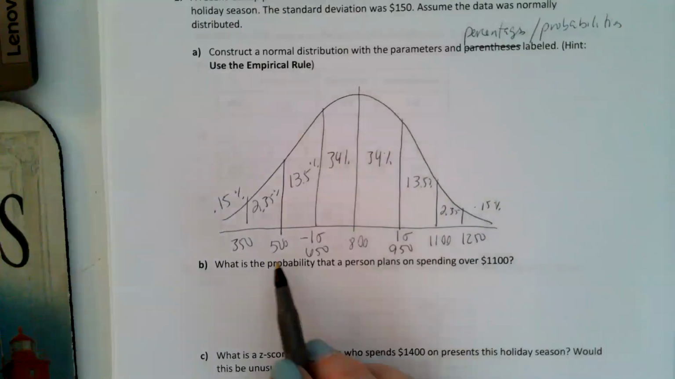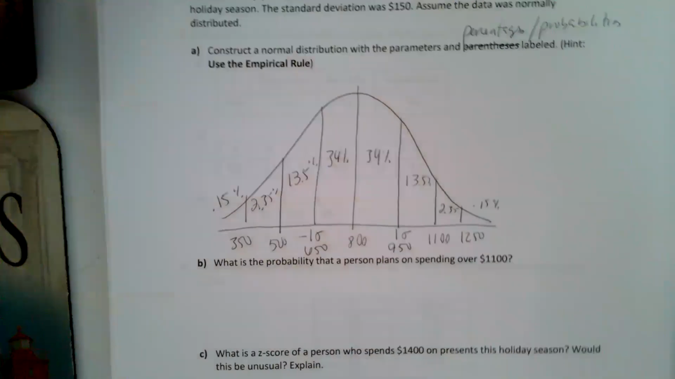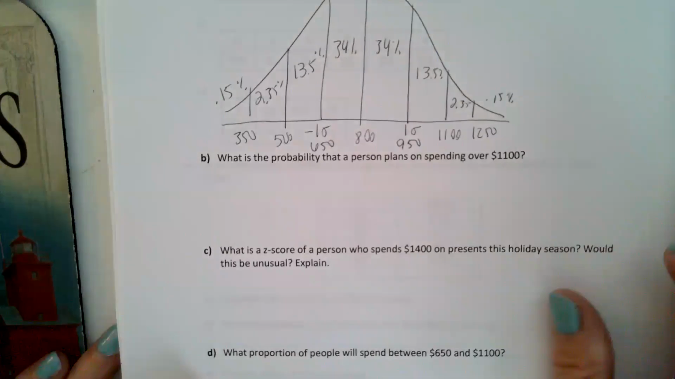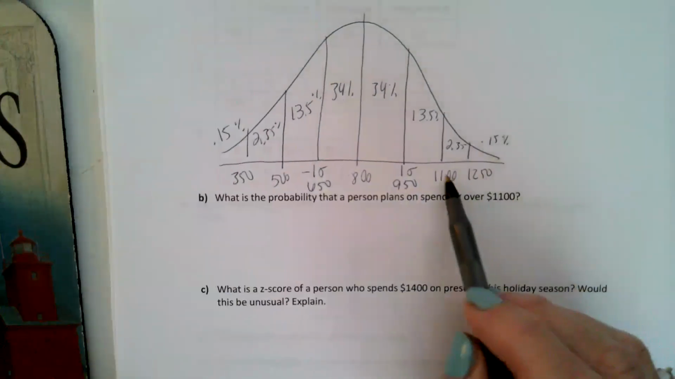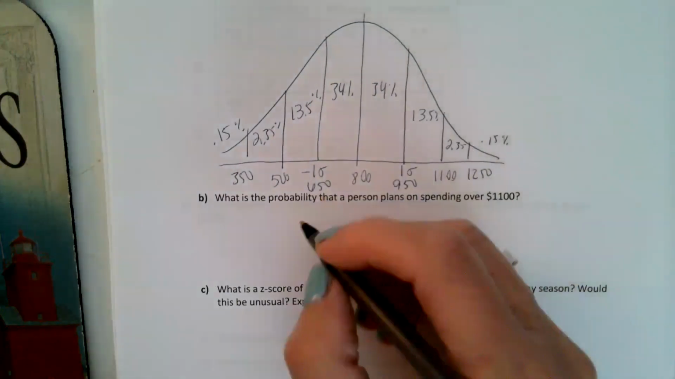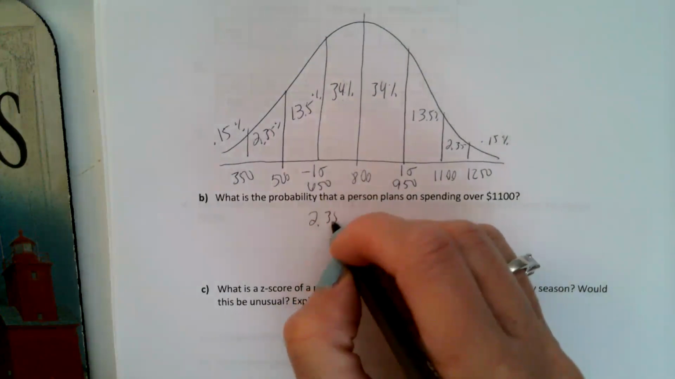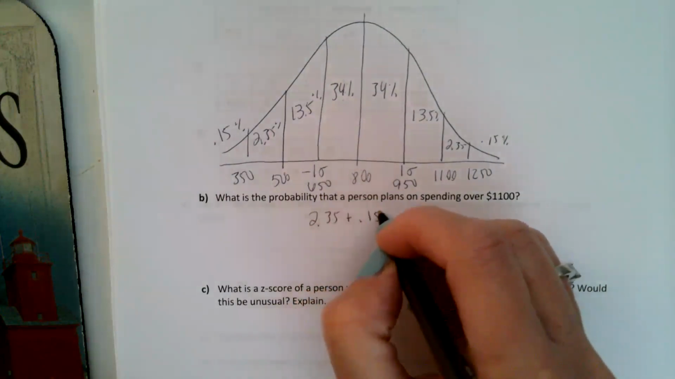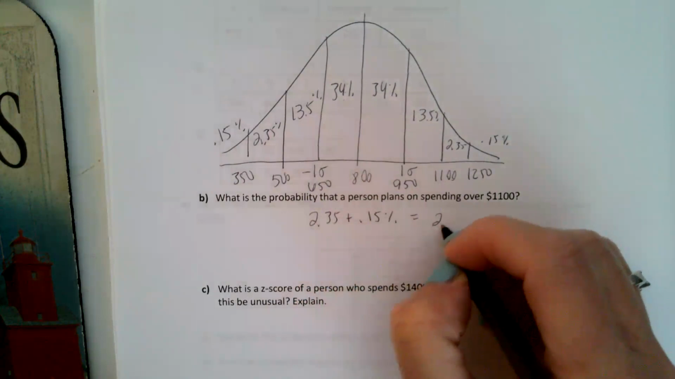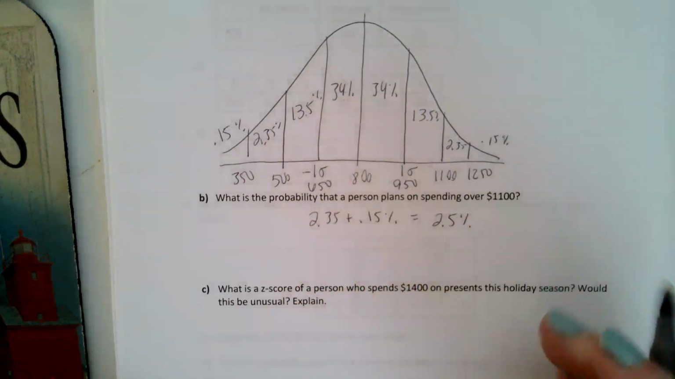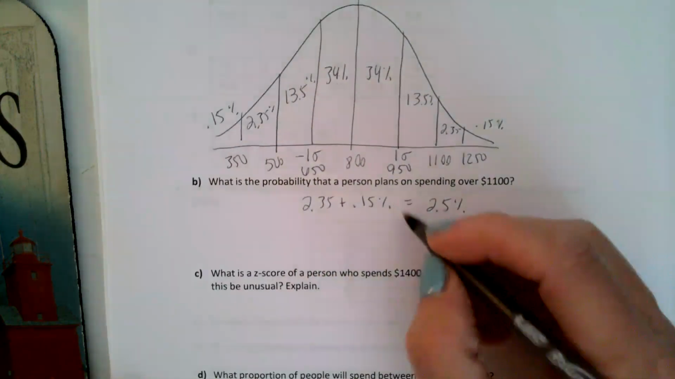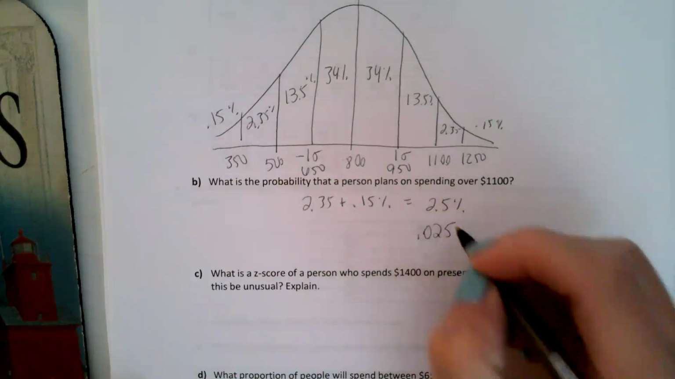It says, what is the probability that a person plans on spending over $1,100 on their holiday spending? So that would be 2.35 plus 0.15%, which would be 2.5%. Or you might write that as 0.025.